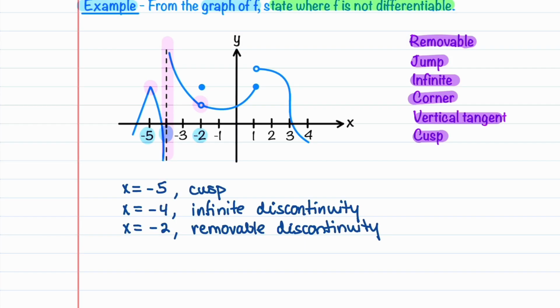Now let's go over to where x is equal to 1. Here we have what's called a jump discontinuity. So our function is also not differentiable at x is equal to 1. And we'll write down jump discontinuity.